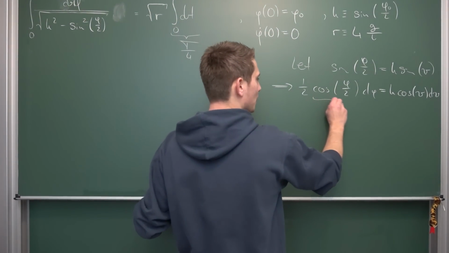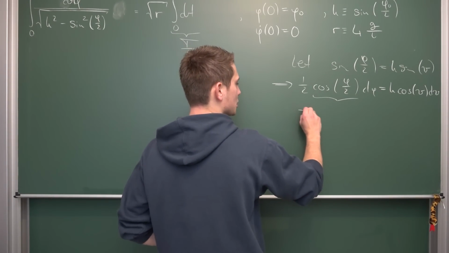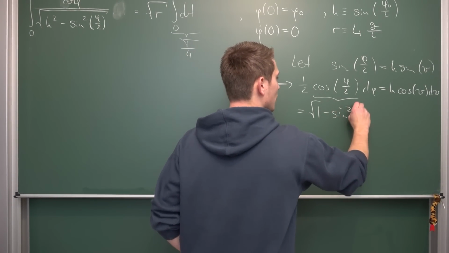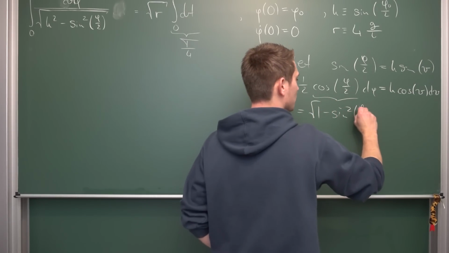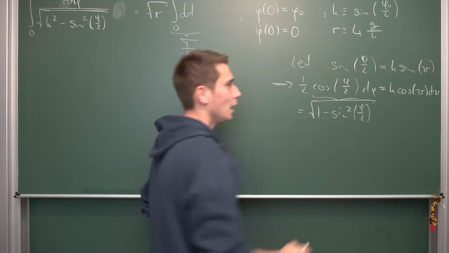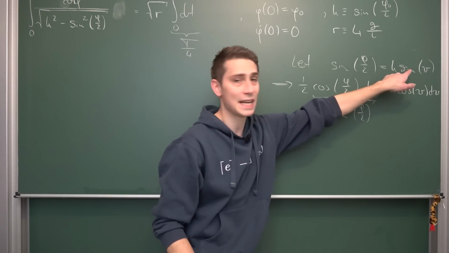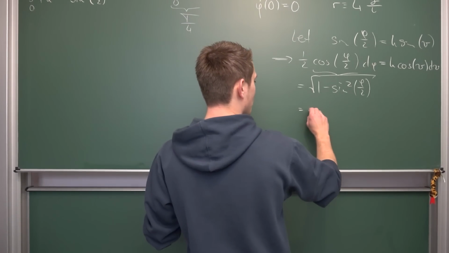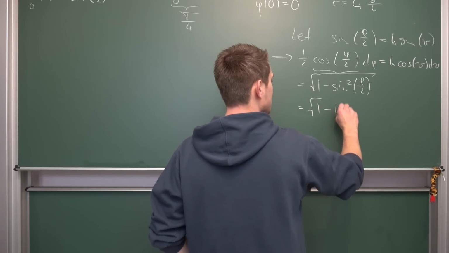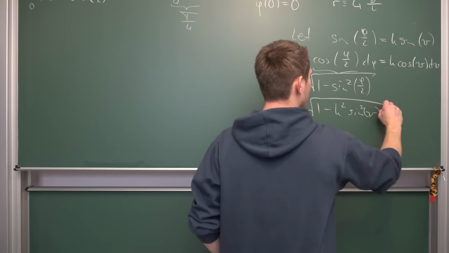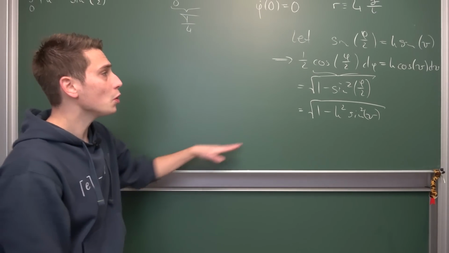Meaning overall this part right here is going to result in the relationship that this is nothing but the square root of 1 minus the sine squared of, and now phi over 2 is the argument right here. And that's pretty good if you ask me, because sine squared of phi over 2 is nothing but k times the sine of theta. So this part is actually the square root of 1 minus k squared times the sine of theta, but squared. Okay, good stuff. We now know what d phi is.